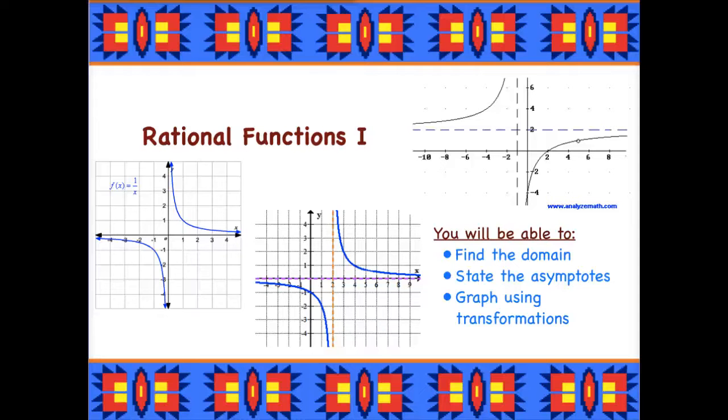In today's lesson, we'll be talking about rational functions. This is one of two lessons that we are going to have on rational functions. Today's lesson is just an introduction and a refresher, and we'll be looking at more simple rational functions, whereas in the next lesson, you'll start to look at more advanced functions as well as features like holes, for example, and oblique asymptotes. At the end of today's lesson, you will be able to find the domain, state the asymptotes, and graph simple rational functions using transformations.